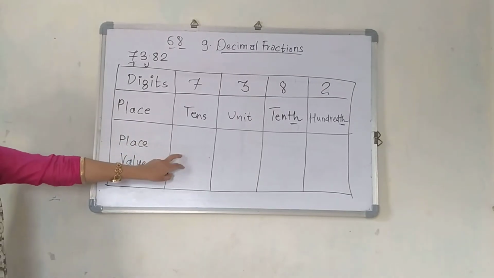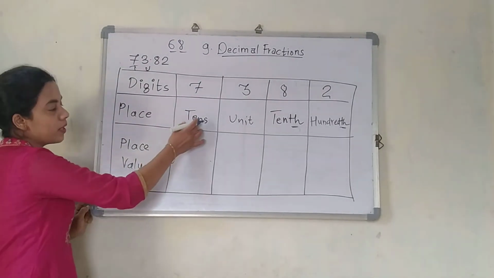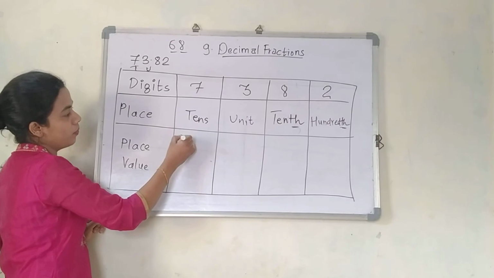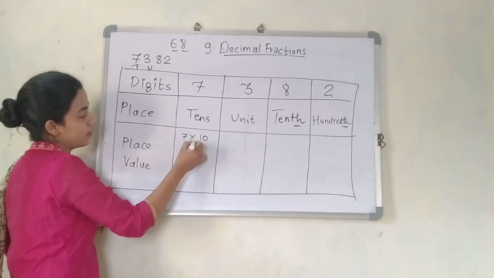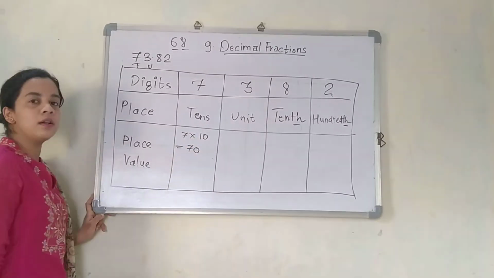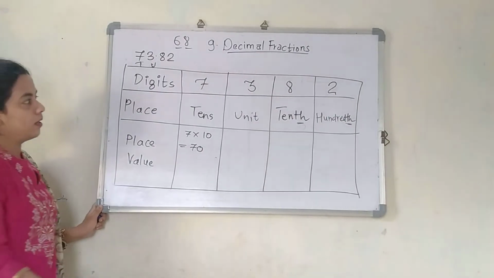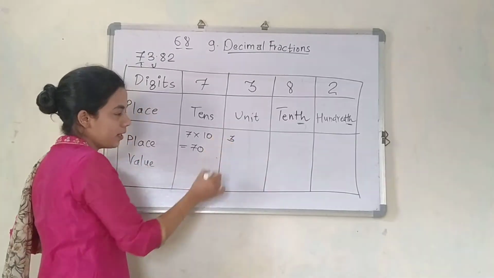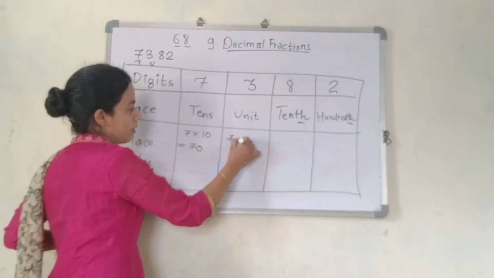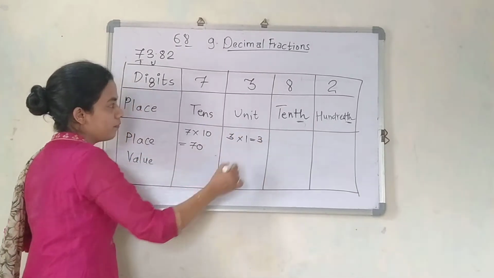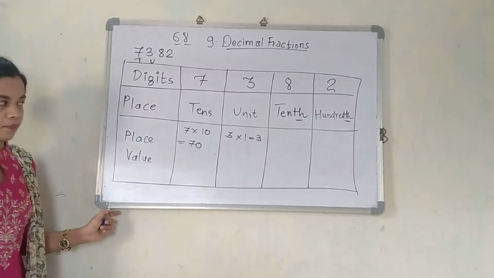7, what will be the place value over here? Tens, you can see. That 7 you are going to write down multiplied by this 10. So the place value is what? 70. 3, you are going to take as unit. Unit means 1. So the place value of 3 over here is 3 itself.